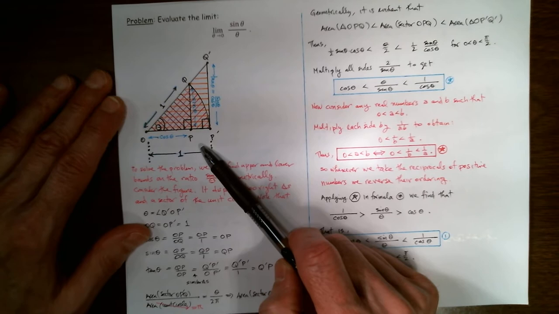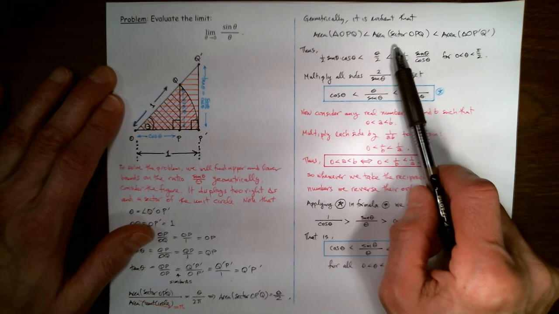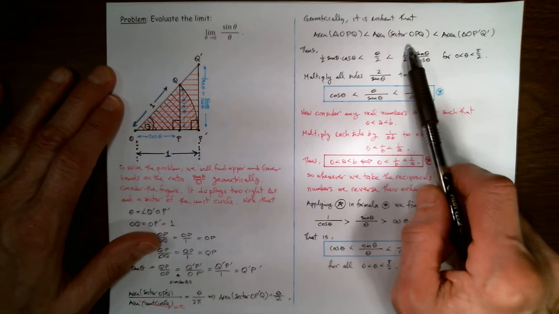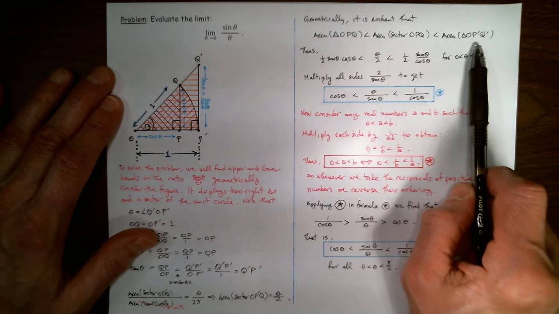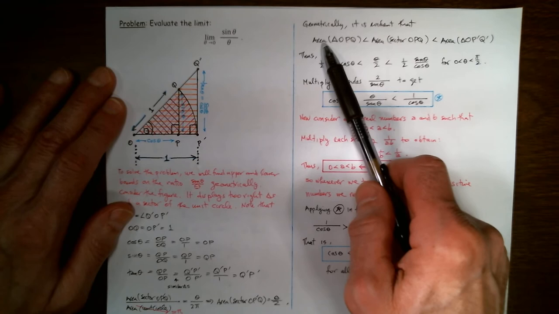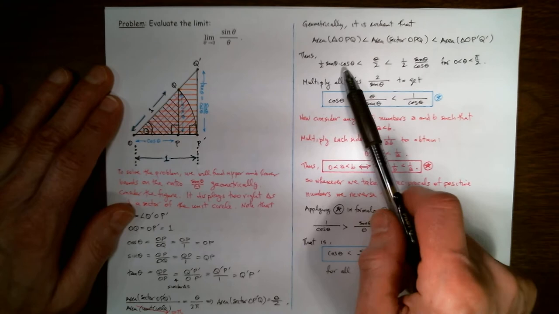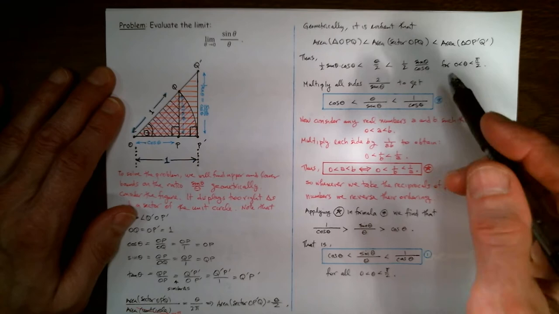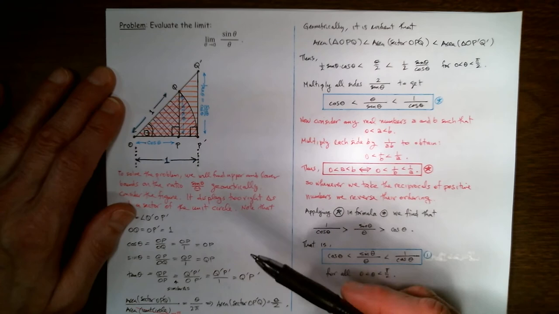Thus, the area of the triangle is necessarily less than the area of the sector. And in turn, the sector is contained within the large right triangle. And so the area of the sector is less than that of the large right triangle, OP prime Q prime. Now, given the analysis and the lengths that we had determined, we see simply the area of triangle OPQ, 1/2 base times height, becomes 1/2 sine theta times cos theta. The area of our sector OP prime Q we just found to be theta divided by 2.